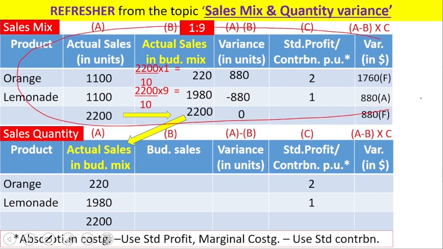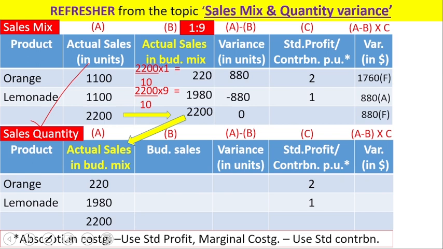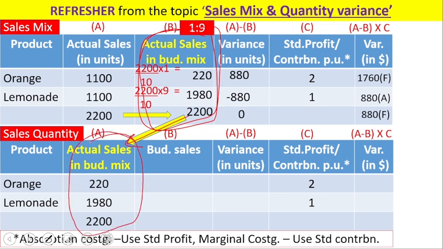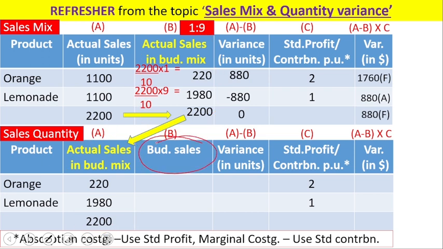So here we are focused about the mix of the products. Now in sales quantity variance, what we are bothered about is whether we have sold more or less quantity when compared to the budget. So the second column of the sales mix variance becomes the first column of the sales quantity variance. It's the same thing. And then you have to copy the budgeted sales, that will again be given in the question, and then just follow the instructions which are given on the top of the table. So we will do the next two questions with these formats in mind.